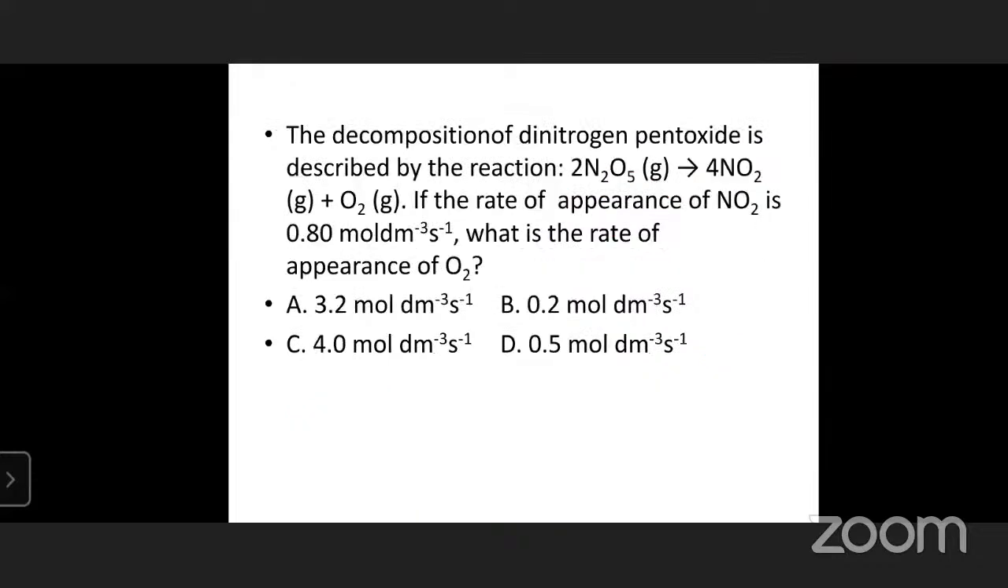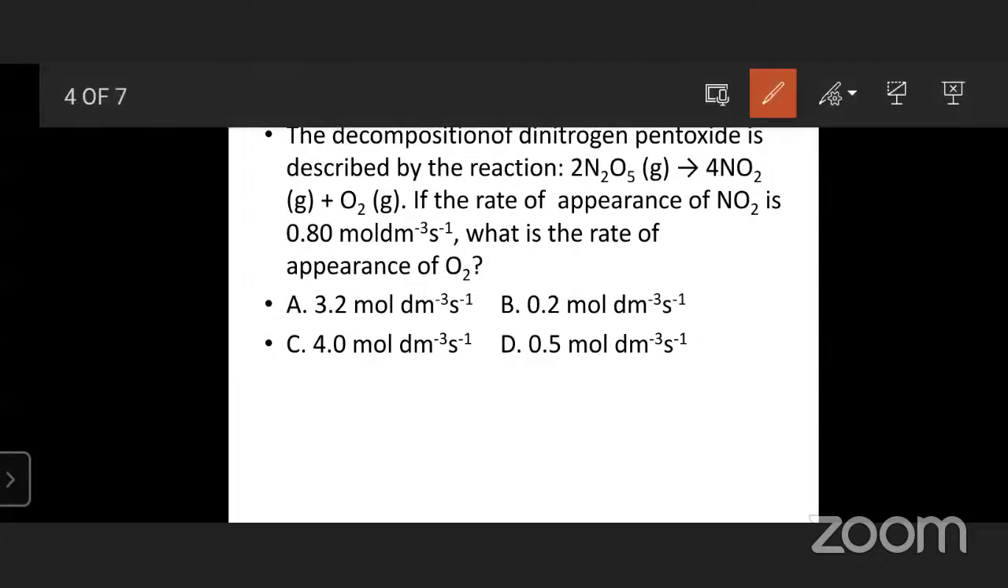Okay? Now let's go. What about this? This one is 2 seconds. The decomposition of dinitrogen pentoxide is described by the reaction. Look at the reaction. I taught you this one. I even gave you the mechanism of this one. If the rate of appearance of nitrogen tetroxide is 0.80 mole per dm cube per second, what is the rate of appearance of oxygen? Look at oxygen here. What is the rate? Look at the mole ratio. Look at the way I balance it.